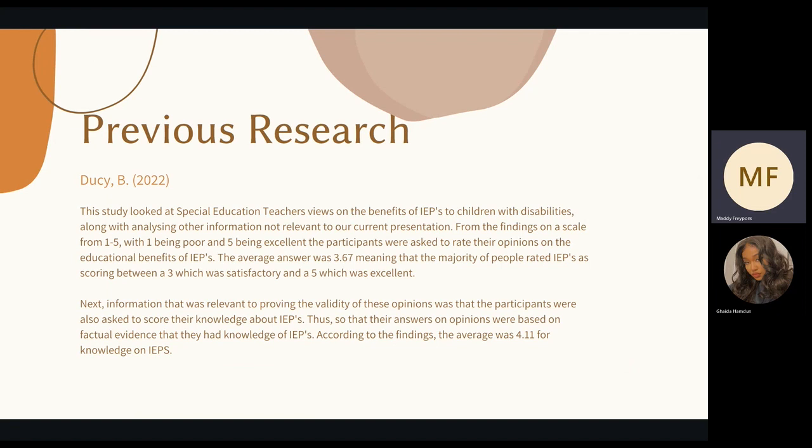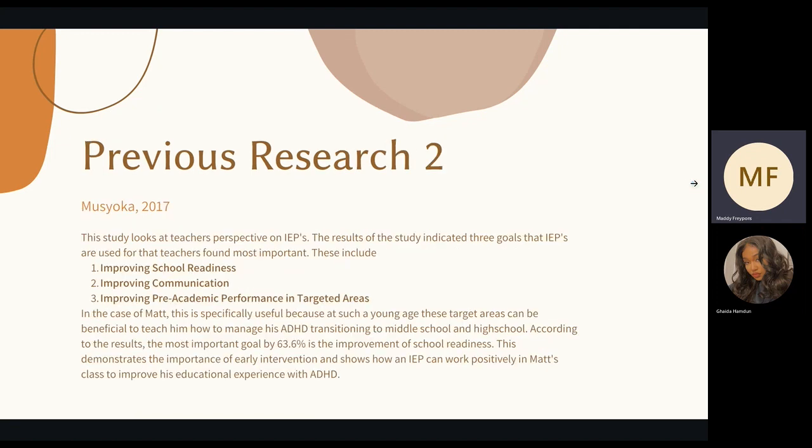So based on previous research, we focused on 3 studies. The first 2 studies looked at different views from special education teachers as well as teachers on the effectiveness of IEPs. In the second study, they look at 3 goals that are used for IEPs that teachers found most important: improving school readiness, improving communication, and improving pre-academic performance in targeted areas. It was found that school readiness was the most important goal from IEPs, with 63.6%. This demonstrates the importance of early intervention and shows how an IEP can work positively in Matt's case to improve his educational experience and transition to middle school and high school.